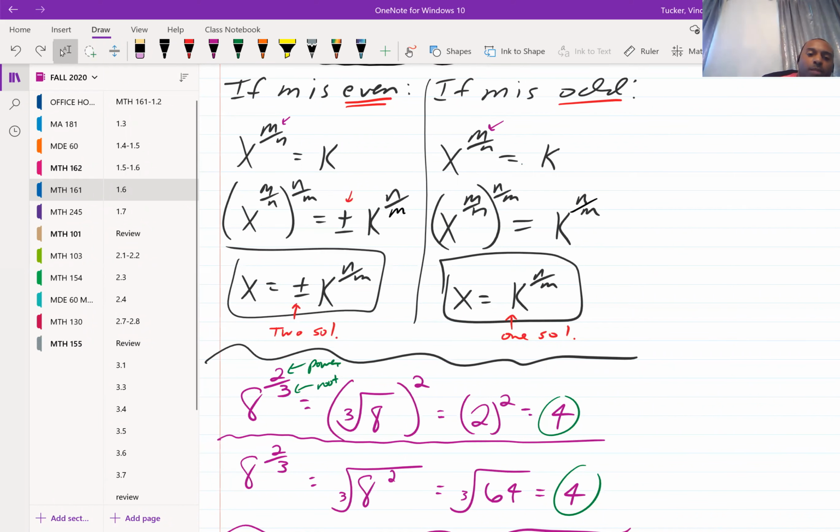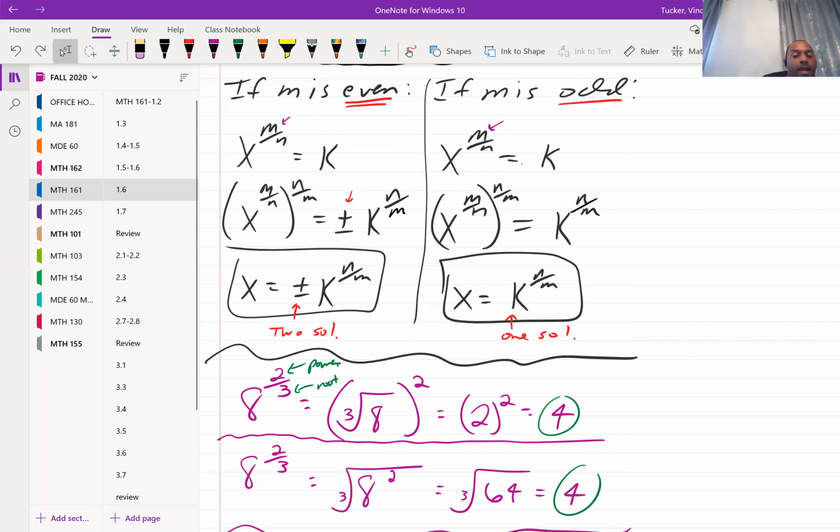Your top number is your power, bottom number is always your root. Doesn't matter which order you apply them, as long as you hold true to the top number being your power and the bottom number being your root, then you will be okay. So notice we have 8 to the 2/3 power. In the first one I decided to do the cube root of 8 and then raise it to the second power. Cube root of 8 is 2, then 2 squared is 4. In the second one, I decided to raise it to the second power first, then apply the cube root. So 8 squared is 64, then the cube root of that is going to be 4. So notice regardless, I'm going to get 4.